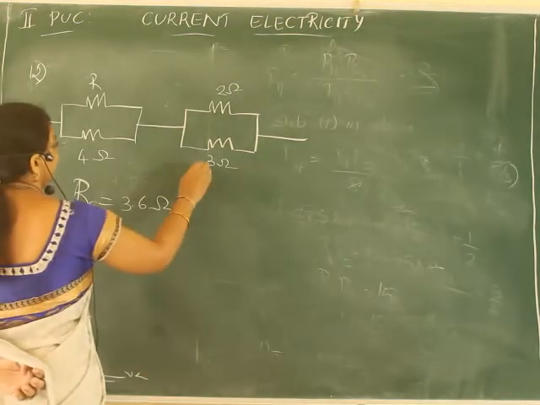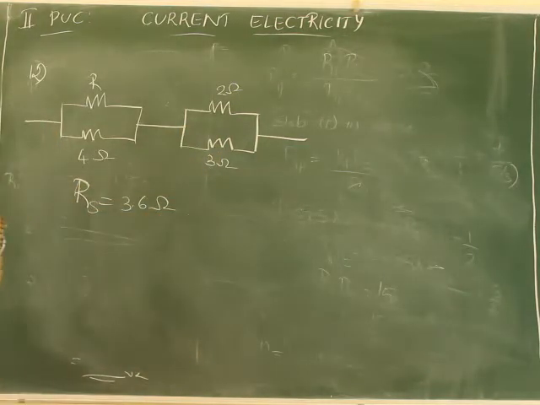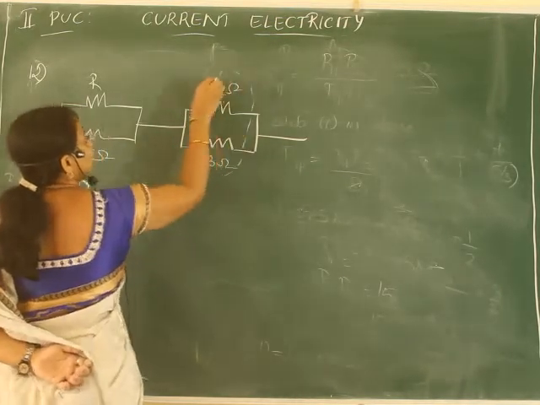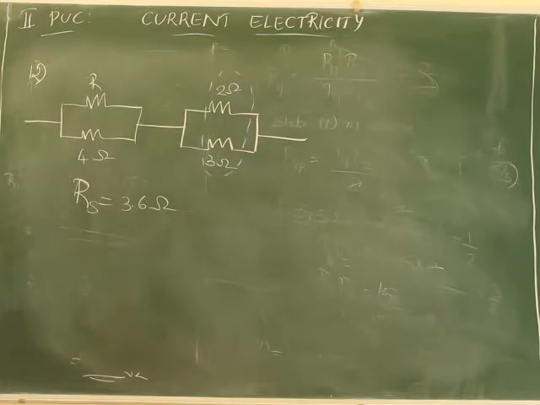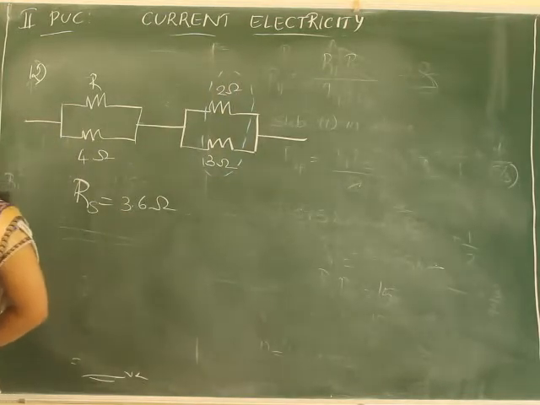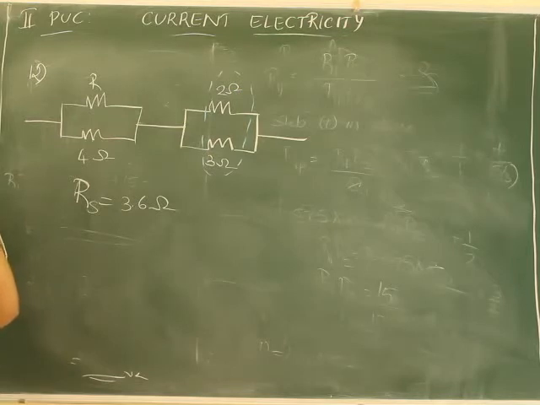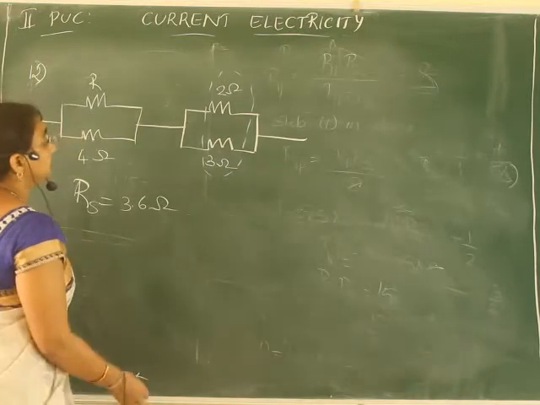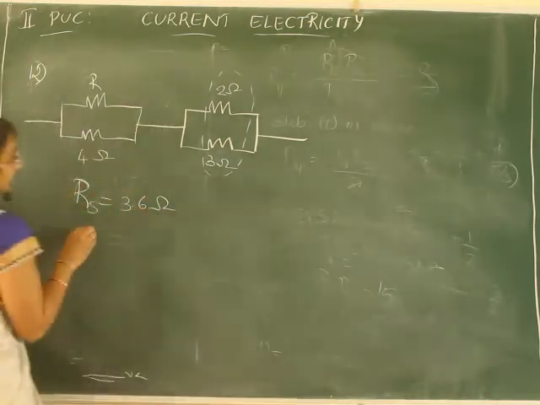First, we know that this is in parallel. Just like our previous problem, calculate these two. Check these two. What is the answer you are getting? Shall I solve it here?